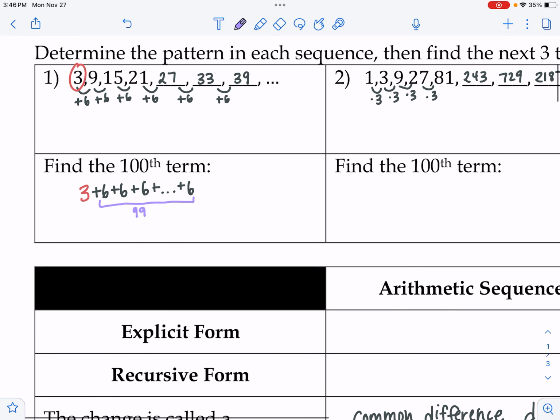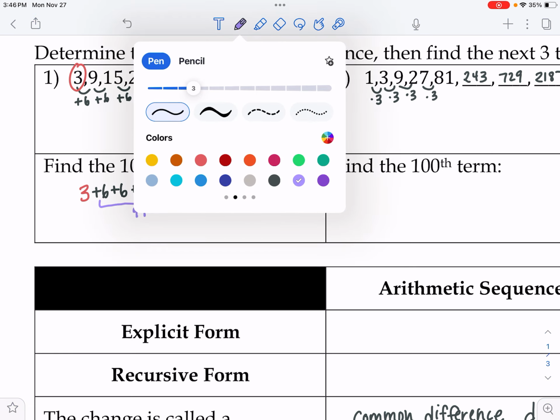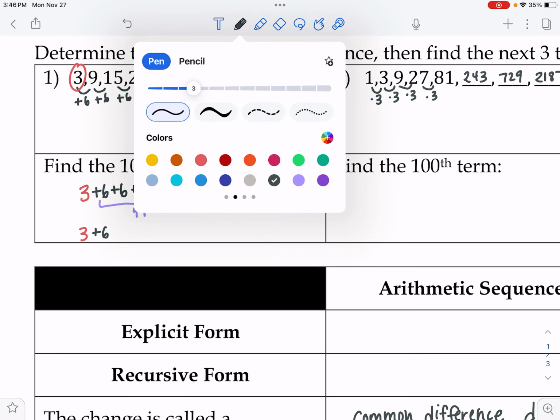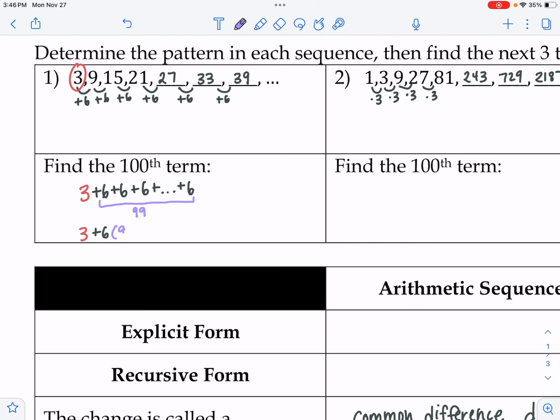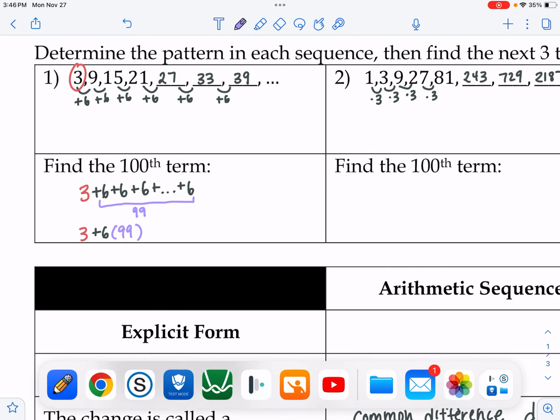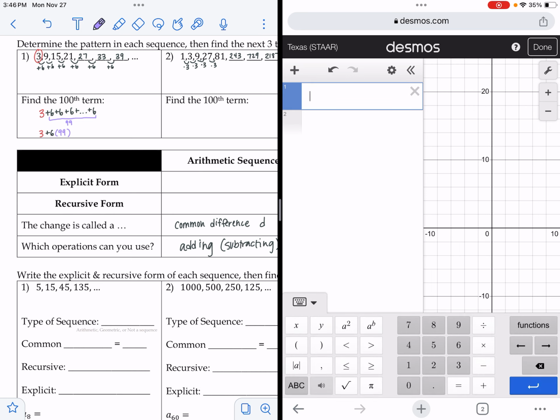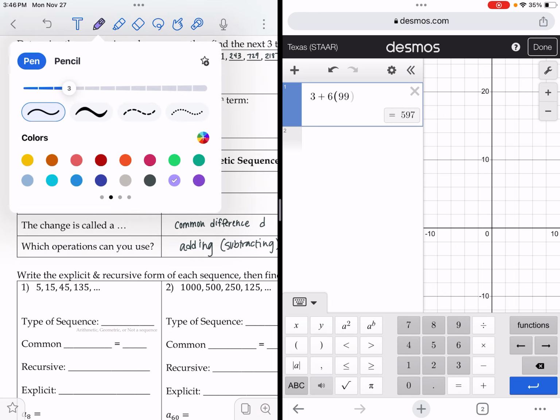Okay, and so repeated addition is multiplication. 3 plus 6 plus 6 plus 6 99 times is 3 plus 6 times 99. And that would be really easy for us to type into our calculator. 3 plus 6 99 times is 597.